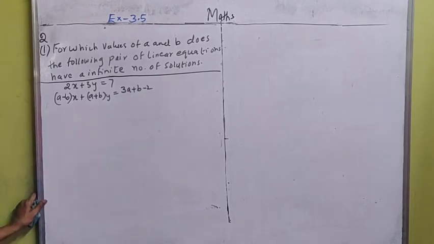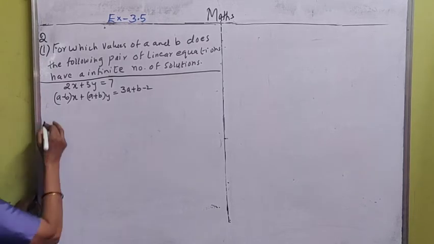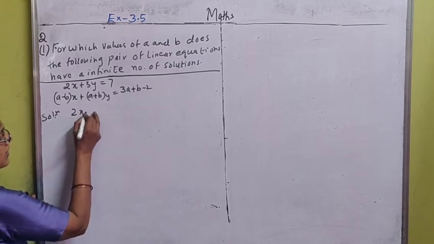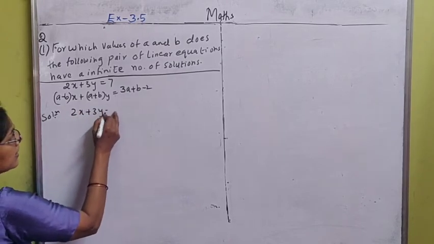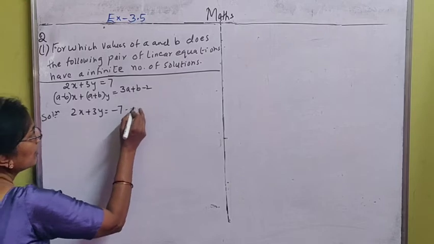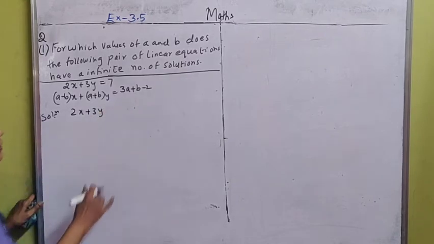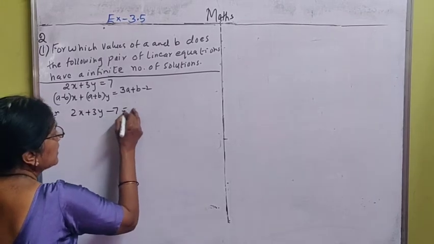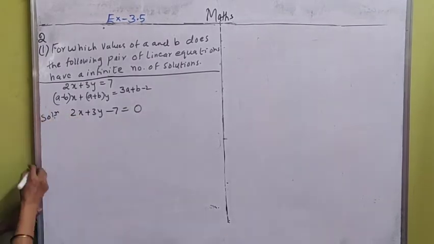So first we have to see whether they are in general form or not. They are not in general form. So what shall we do? We will keep them in general form. 2x plus 3y is equal to 7. What is general form? Bring 7 to the other side. So you will get 2x plus 3y minus 7 is equal to 0. Second equation.